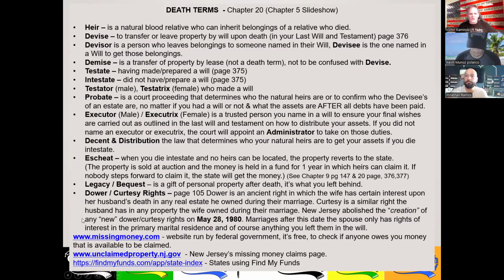So we'll go over the process of making a will too. Now, a legacy or bequests. What is a legacy? A legacy is your personal property that you've amassed during your lifetime that you leave behind. And the bequest is your wishes of who you want to get it.